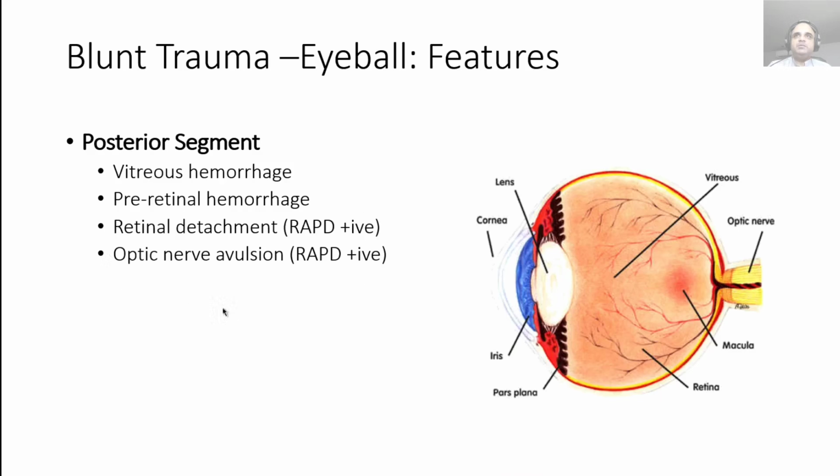And in some of these cases, retinal detachment, optic nerve avulsion, you can see an RAPD because enough of the retina has damage. In retinal detachment, if enough of the retina is detached, you'll see an RAPD. In optic nerve avulsion, almost always, unilateral optic nerve avulsion, you will see an RAPD. In bilateral optic nerve avulsion, obviously you won't because both optic nerves are sort of damaged.